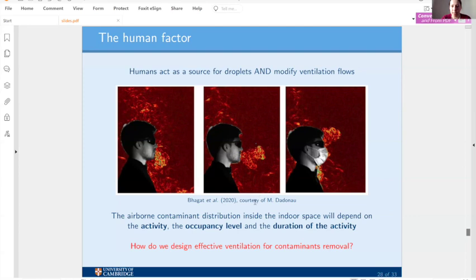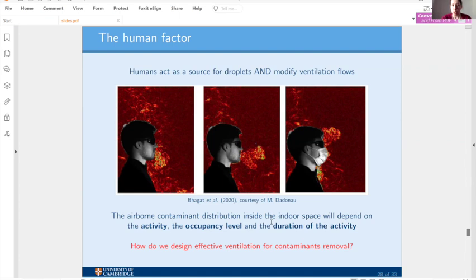Now, the exact airborne contaminant distribution inside the room will be affected by what we do inside the room, how many people are in this room, how long they are going to stay in this room, and what kind of activities they are going to perform inside this room.